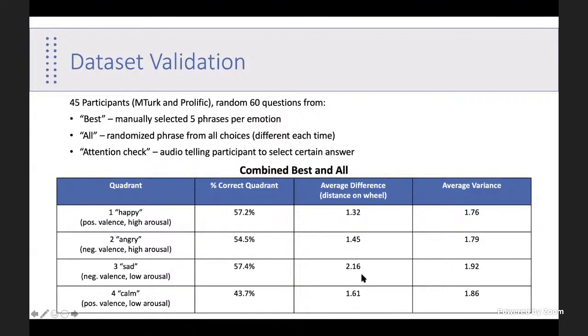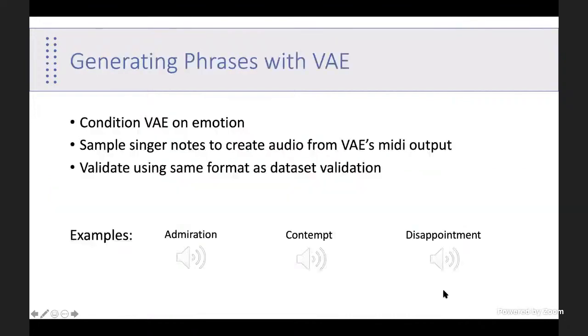And what we noticed is that these 2 at the bottom are the highest, and those also correspond to the lowest arousal emotions, so the ones with less energy, which sort of implies that if an emotion has less energy, it's a little bit harder to tell which emotion it is, which does make sense. And this also matches up with the variance, where these 2 quadrants had the highest variance.